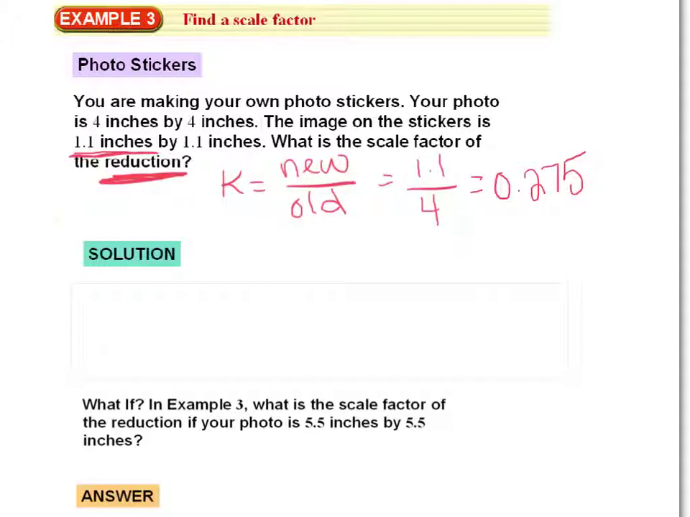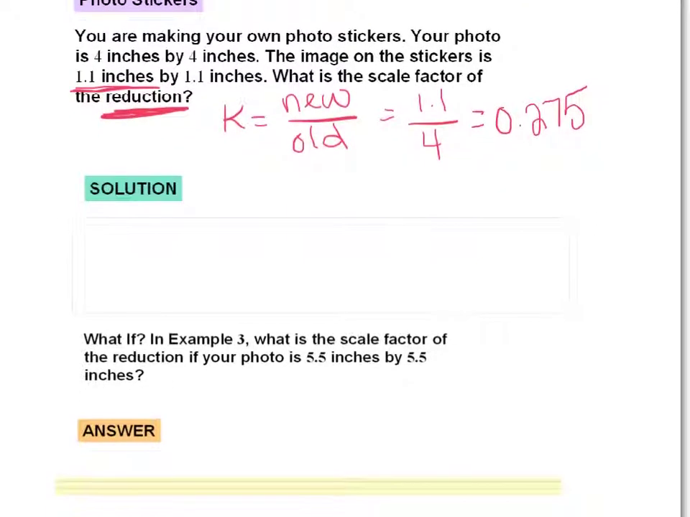So now it says, what if, in example 3, what is the scale factor of the reduction if your photo is 5.5 inches by 5.5 inches? So your original, or your old, is 5.5, and we still want to keep it at 1.1. So my K here would be 1.1 over 5.5, which is 1/5, or 0.2.